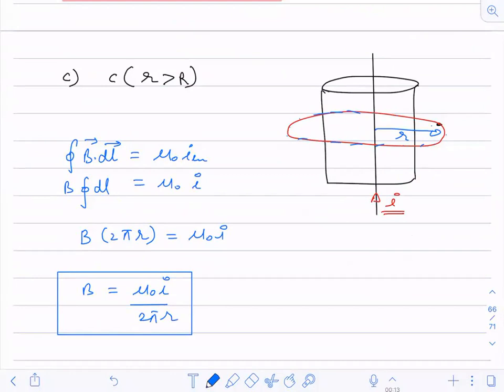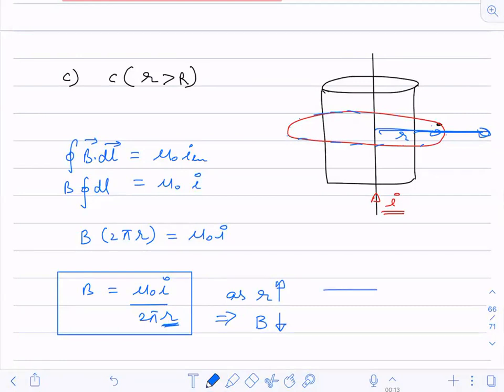Here, if you see, this r value changes. As you move away from the center, as this r value increases, this implies the magnetic field value will decrease. And this is very obvious.